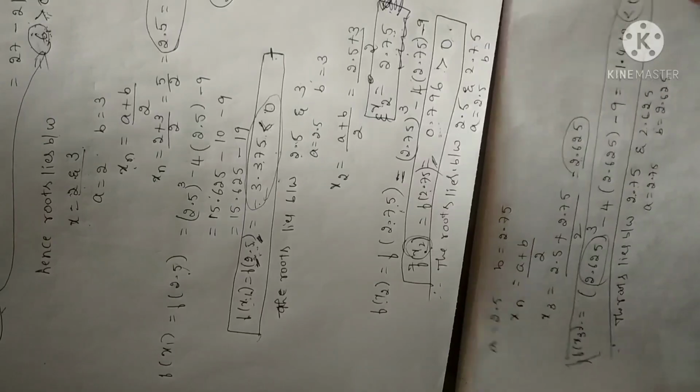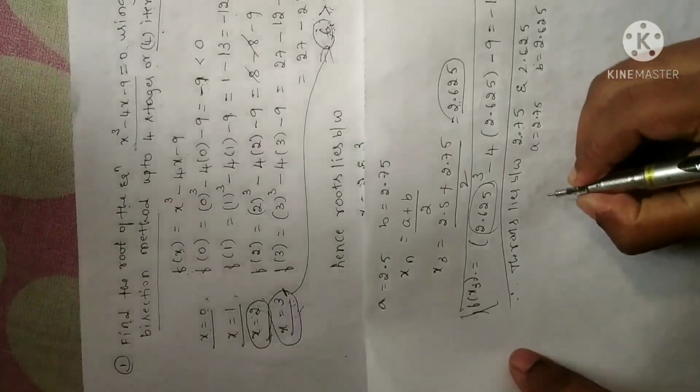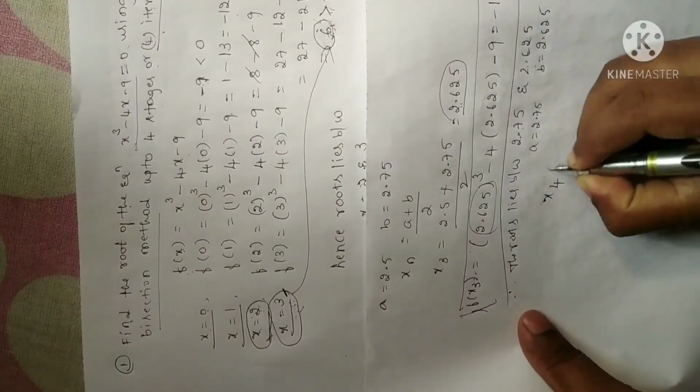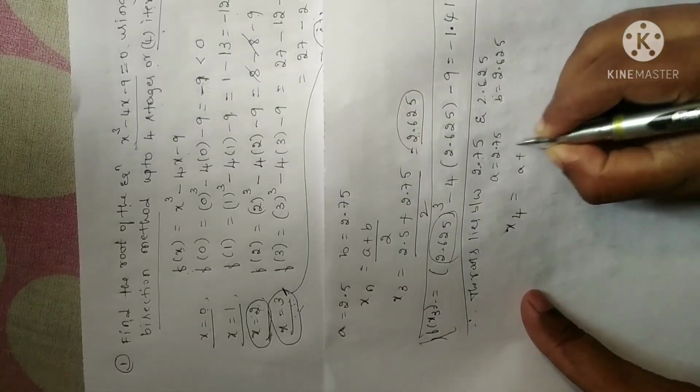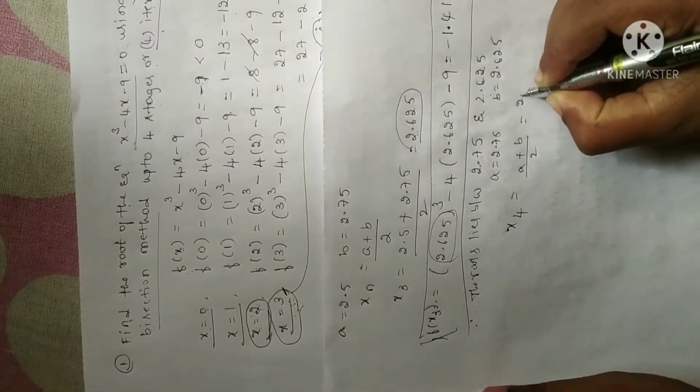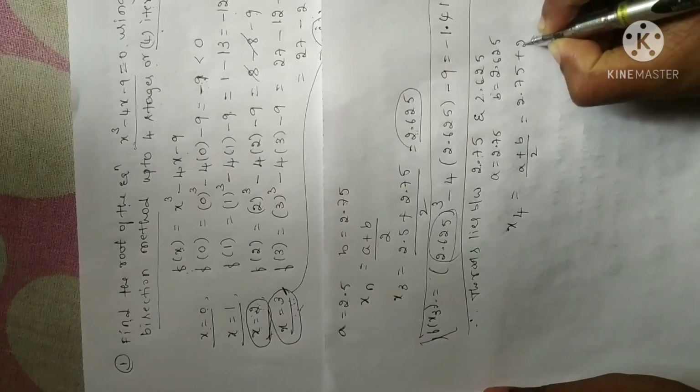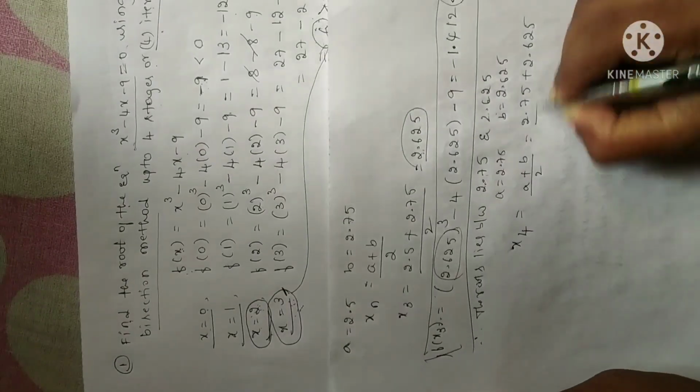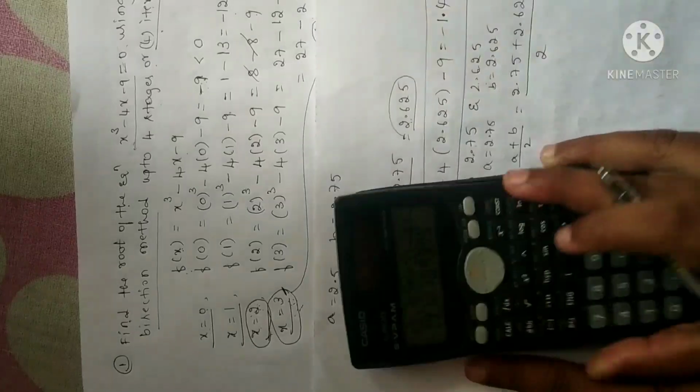Fine. Now continue the same. I have already done x3, so let me take x4 as A plus B by 2. It is 2.75 plus 2.625 divided by 2. Let me do that.